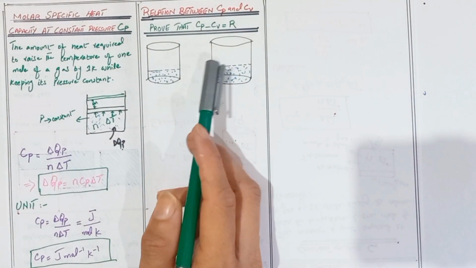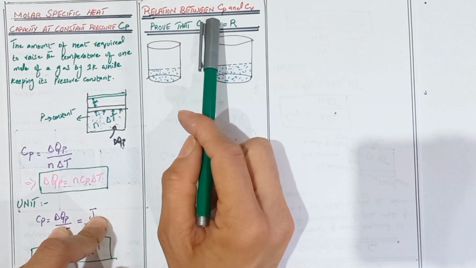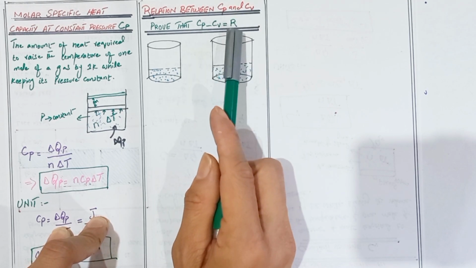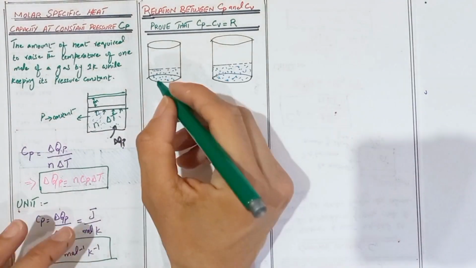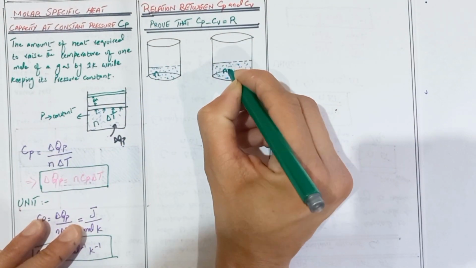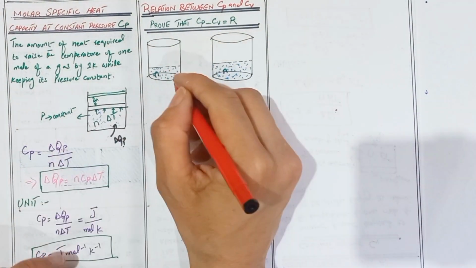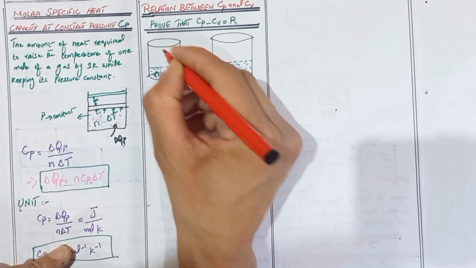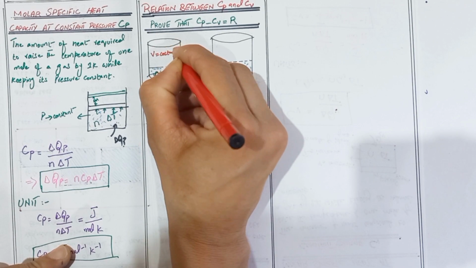Now we prove the relation between Cp and Cv. Cp shows the molar specific heat at constant pressure, and Cv shows the molar specific heat at constant volume. So now we prove that Cp minus Cv is equal to R, the ideal gas constant. Here we take the container that contains n moles of ideal gas. We give it delta Q heat to raise the temperature by delta T while keeping the volume constant.